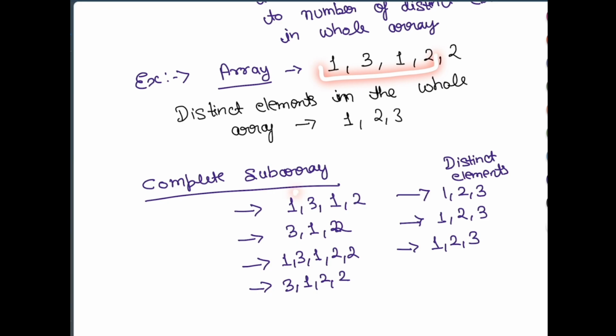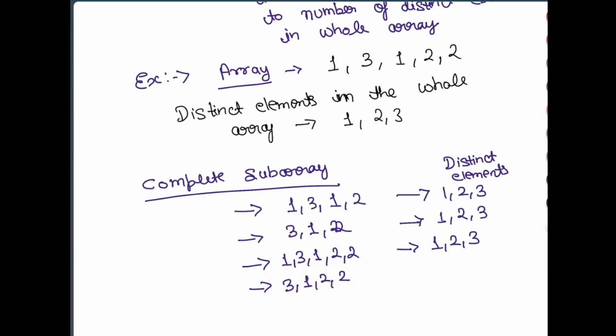This is the first one, 1, 3, 1, 2. This has the distinct elements as 1, 2 and 3, right? Then we have the second one as 3, 1, 2. The distinct elements are 1, 2 and 3. Then we have the whole array. See, what is a subarray? Any array which is a part of our array. So the whole array can also be called a subarray. So this whole array is 1, 3, 1, 2, 2 and the distinct elements are 1, 2, 3. That's the same, right? So we can say this whole array is also a complete subarray, and we have 3, 1, 2, 2. This is also a complete subarray because the distinct elements are 1, 2 and 3.